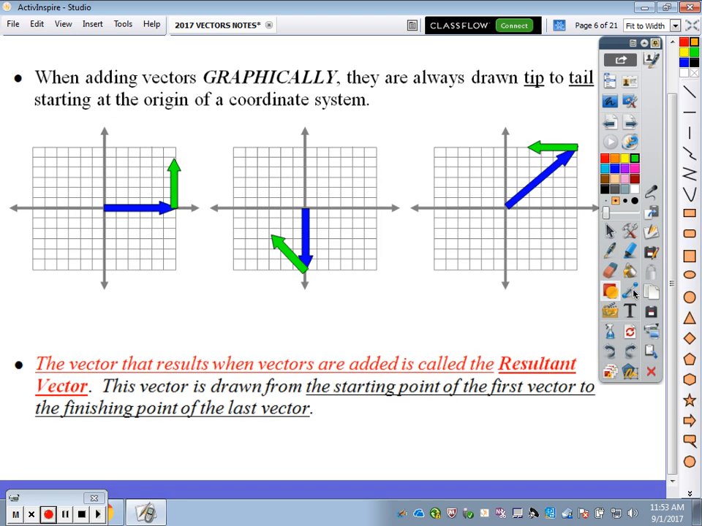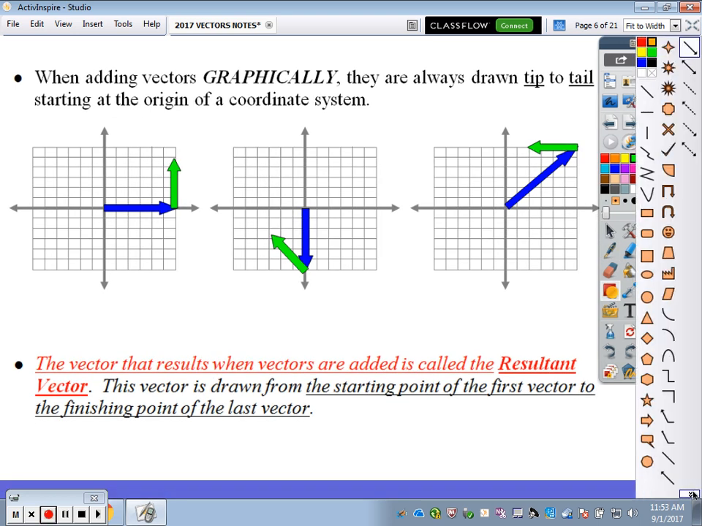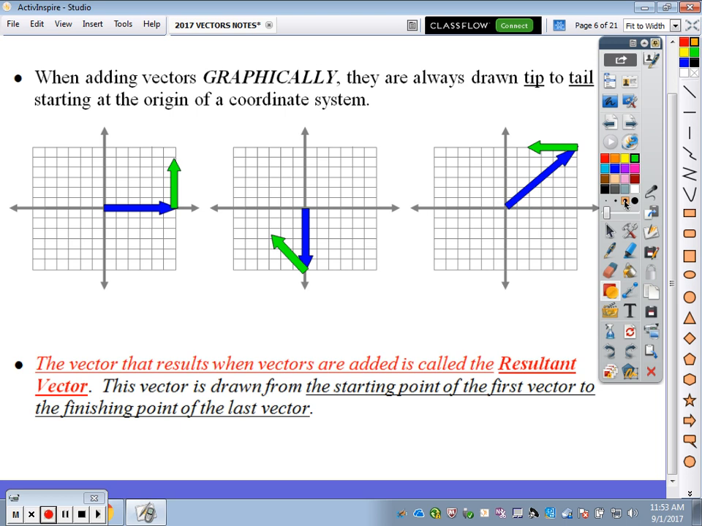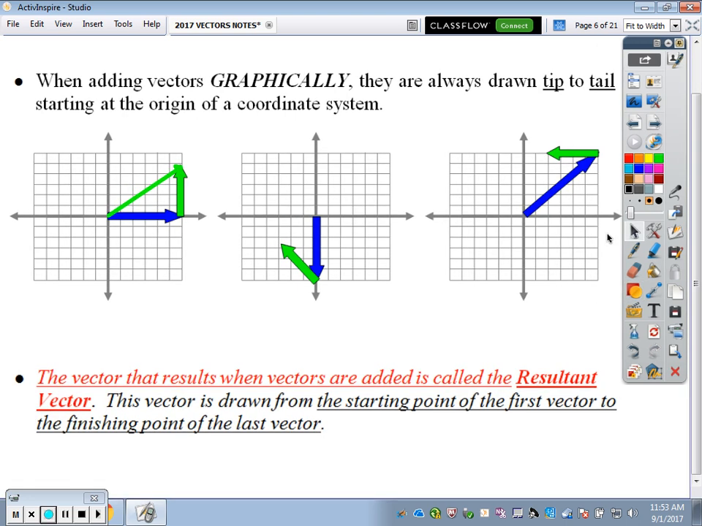So let me get my handy little arrow tool again, and let's take a look at our first diagram, making this one a little bit bigger. Where do we start in this first diagram? What do we call this point here? The origin. What quadrant did we finish in with our green arrow? Quadrant 1. So we're going to have a resultant that would be drawn, and I want that to be red. So that would be our resultant vector.